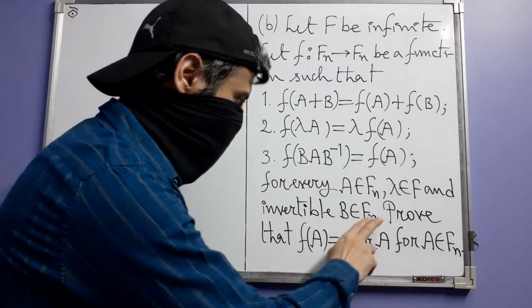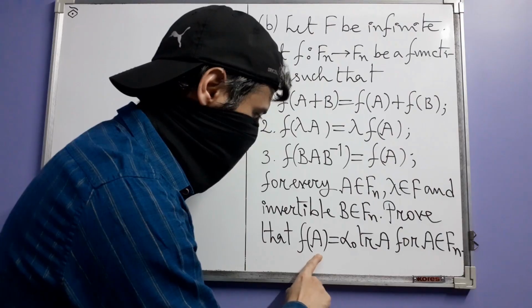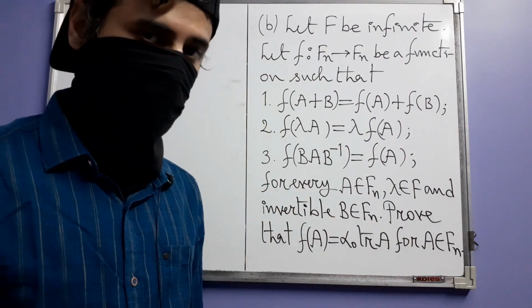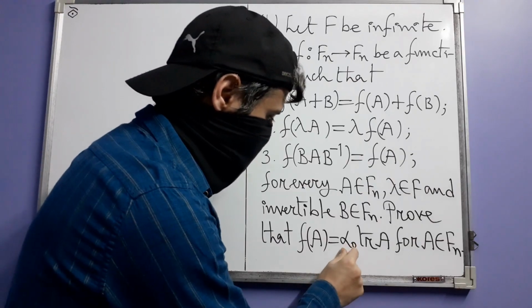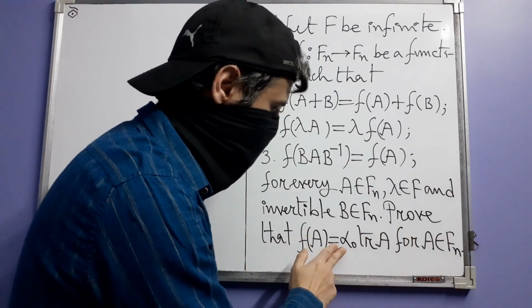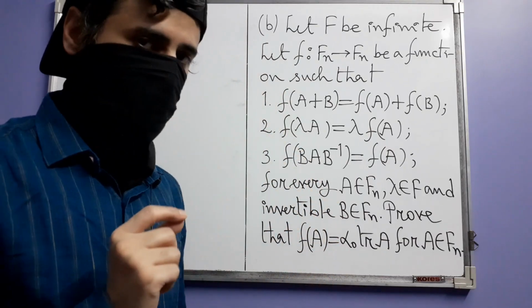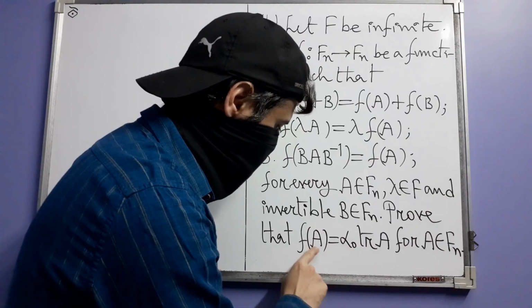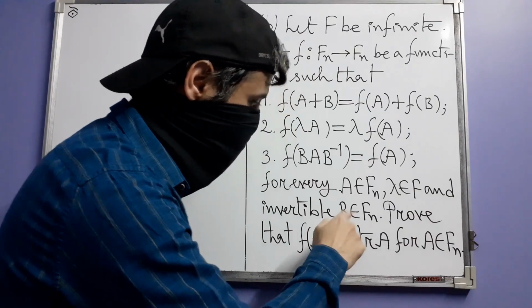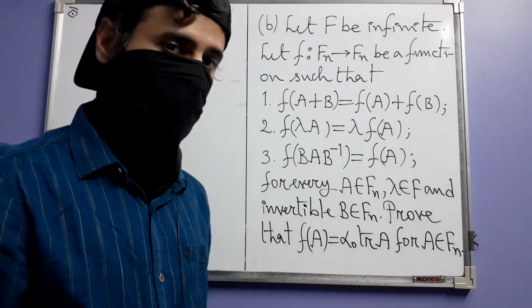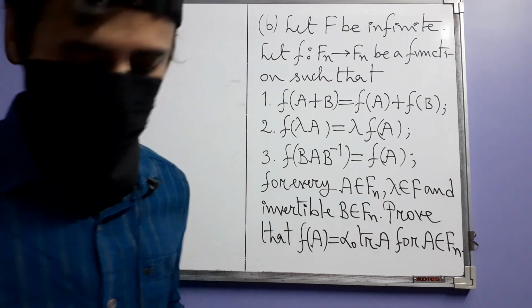If so, then we have to prove that f of A is alpha naught times trace of A. So there exists a scalar alpha naught. I did not get space here to write more than this, which is fixed, okay, which does not change, and for that alpha naught, f of A is actually alpha naught times trace of A for all A belonging to the matrix algebra. This is what we have to prove.